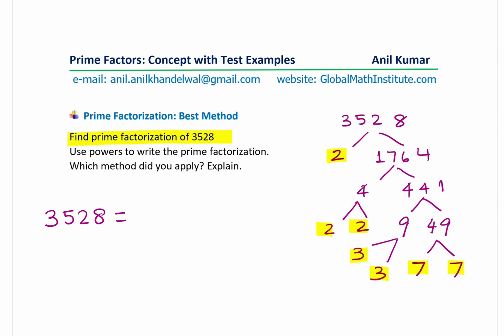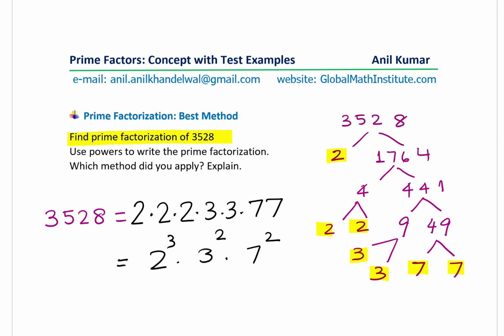Let me write them. So we have 2 times 2 times 2. So there are three 2's. And there are two 3's. And there are two 7's. So that becomes the prime factorization, which you would also write as 2 to the power of 3, 3 to the power of 2, and 7 squared. Perfect. So that is how we will actually write it using powers for prime factorization. Correct?